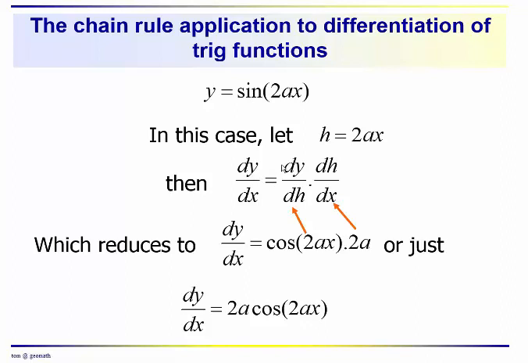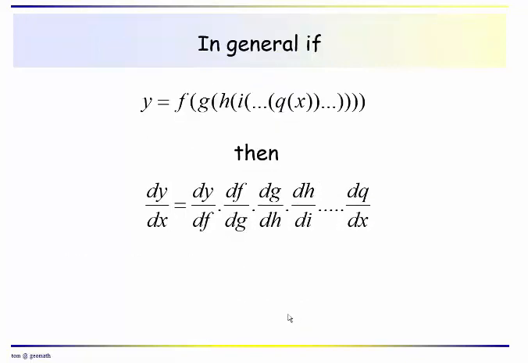So we have dy/dx is equal to dy/dh times dh/dx. Well, dy/dx then is equal, we know that dy/dh is equal to cosine 2ax, or cosine of h. I'm skipping a little bit here, but we've substituted h for 2ax. And then we multiply that times dh/dx. In other words, the derivative of 2ax is just 2a. And in the end we get the derivative dy/dx is equal to 2a cosine 2ax.